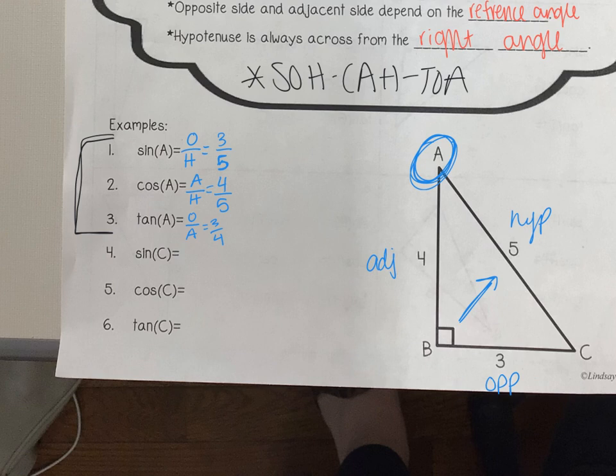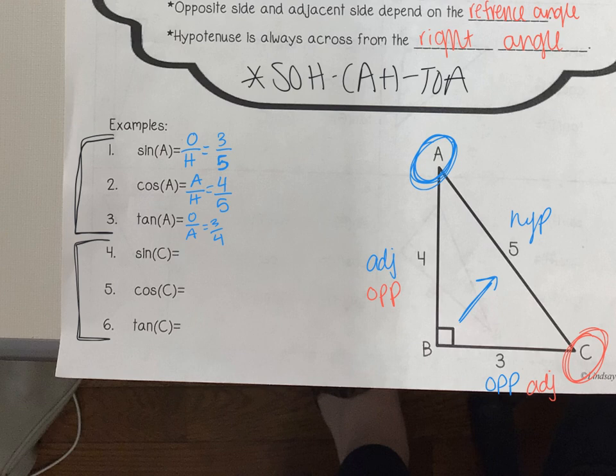All right, so now let's look at 4 through 6. Now my reference angle is what? C. And how does that change my blue triangle? What do I need to change? Yeah, the adjacent and the opposite. So I'm just going to swap them, right? Because now what's adjacent to C is that number 3, and what's opposite is the number 4. But I still fill it out using those same ratios.